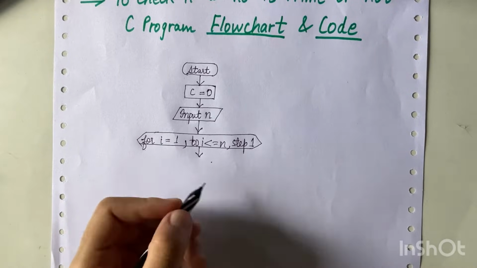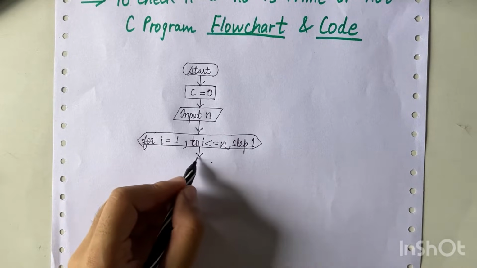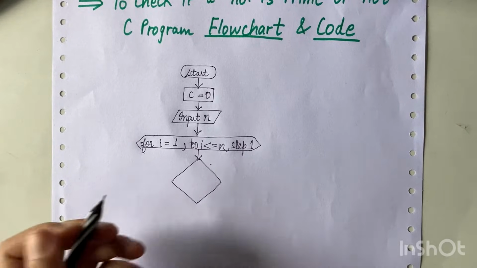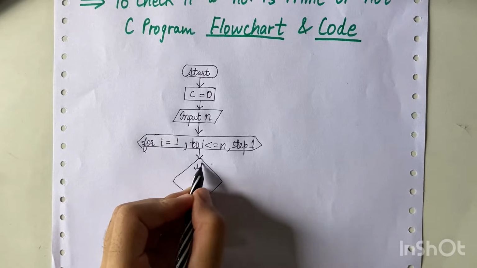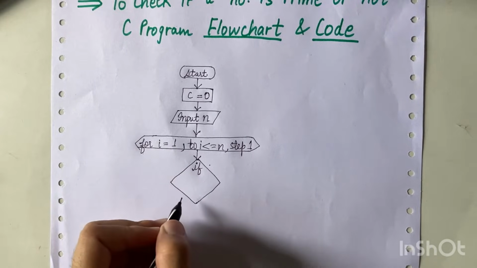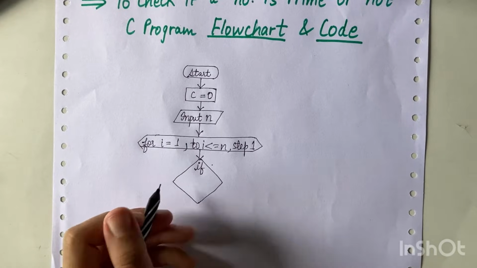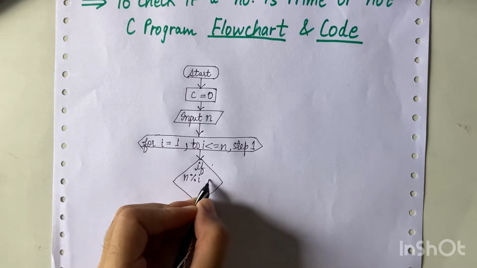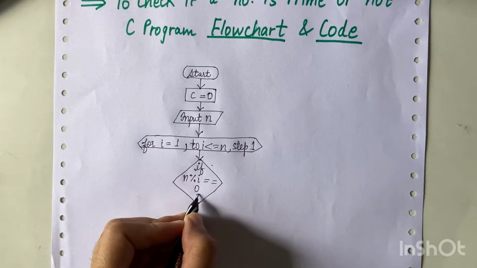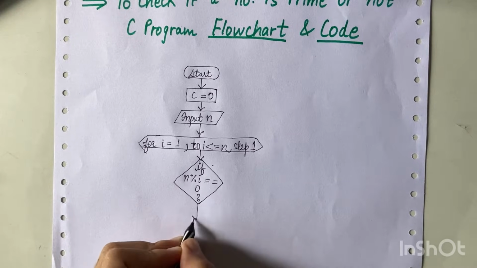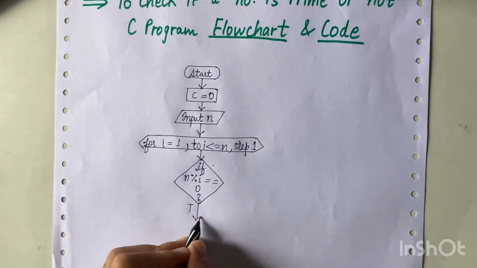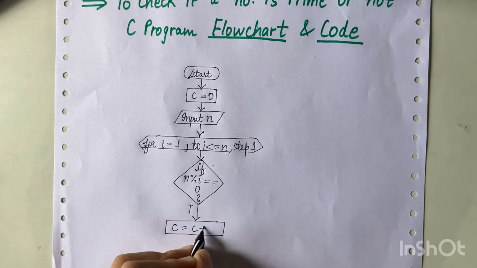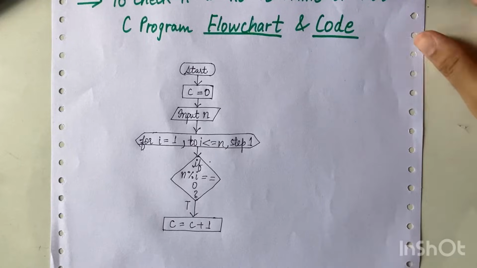Then inside the for loop we check if the number is divisible by I or not. So for the condition we use a rhombus, as for if else. So if n modulus I is equals to 0, question mark, if this condition is true, we will increment the value of C. We'll assign C is equals to C plus 1.